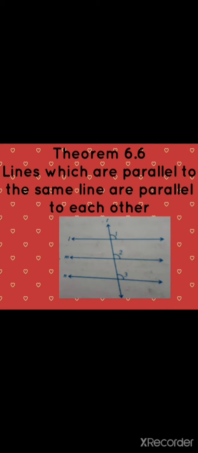One more theorem is there based on the same topic, theorem number 6.6. Only the statement needs to be studied for all these theorems we have discussed. Lines which are parallel to the same line are parallel to each other. Here, L and N are lines parallel to M, that is, L is parallel to M and N is also parallel to M. Then we can tell L is parallel to N. That is this theorem.